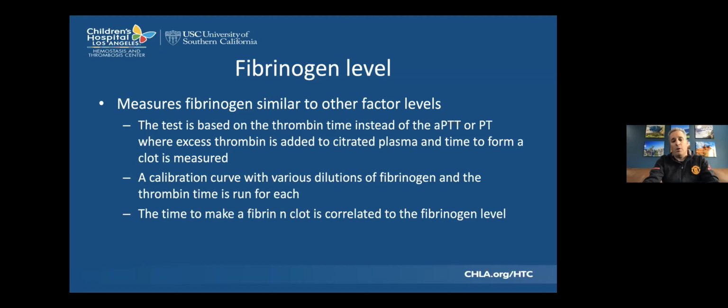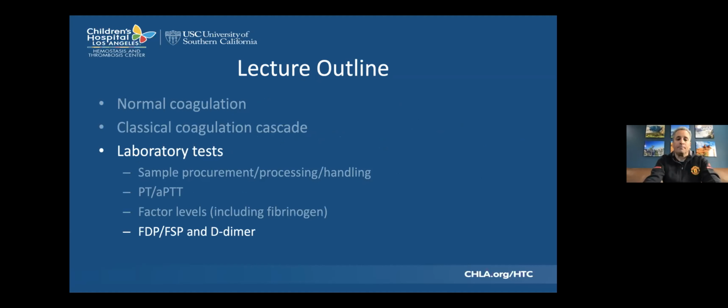But again, it's drawn in those same blue top tubes, and all the same troubleshooting issues or artifactual issues apply here. Again, a calibration curve is made, just like I just showed you, except it's to fibrinogen, and the time to make a fibrin clot is the fibrinogen level. So when you get a fibrinogen level in your hospital, it's going to be fibrinogen activity. That is the functional fibrinogen, because you're making a clot here.